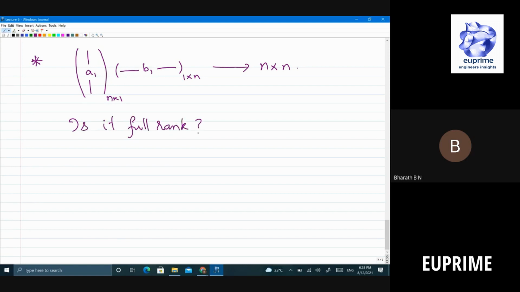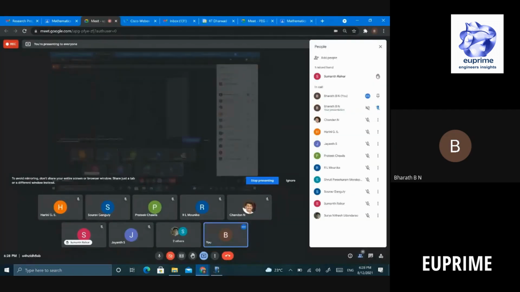How many of you think that it's full rank? Raise your hand. How many of you think that it's not full rank? Something called rank deficient, right? Whenever it's not full rank, we will call it rank deficient. So how many of you think that it's rank deficient? Only two? What about the rest? Don't care?